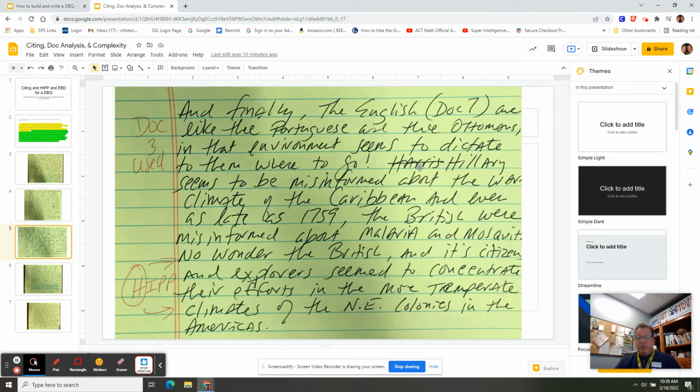What happens if you do make a mistake? Just mark it out like I did right there. As a reader, I'm trained to read this part and not that part. That doesn't make sense to me. I'm just going to read: Hillary seems to be misinformed about the war.